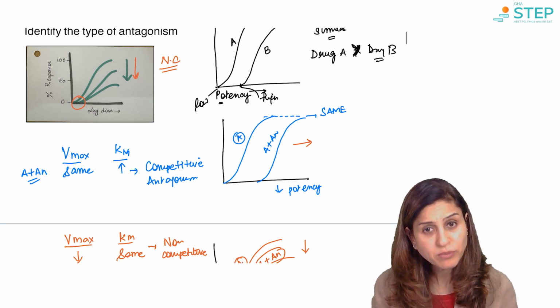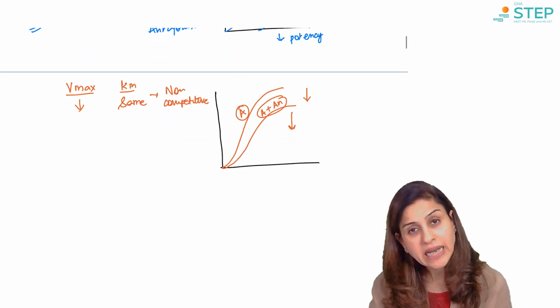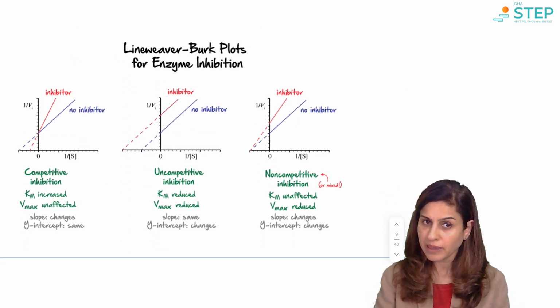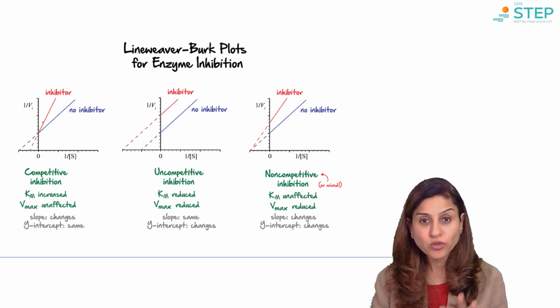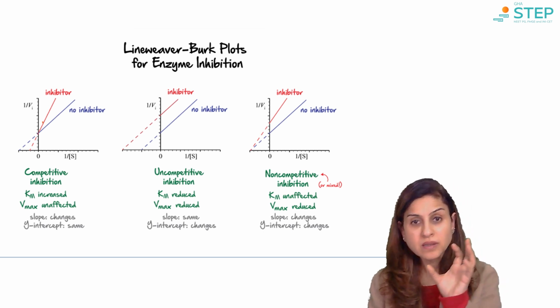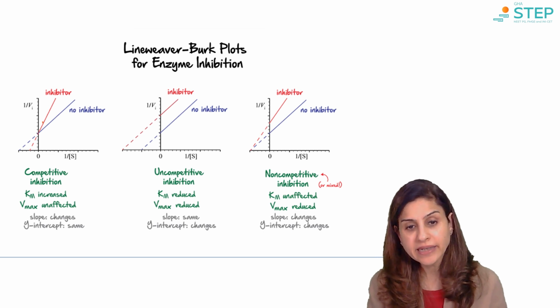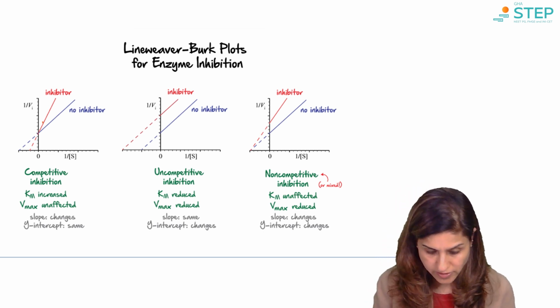Now, this is one type of graph that you get. There is another type of graph sometimes they like to give you, and this is called the Lineweaver-Burk plot. Only thing, you don't have to go into the details here. Just remember the shape of these graphs, and you have to identify the type of antagonism here. That is what is required here.